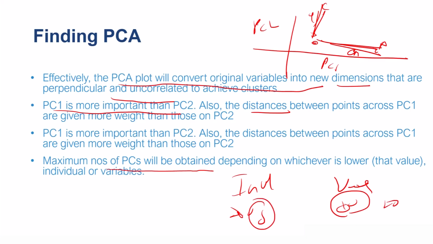In general, as a practitioner's rule, the individuals you are surveying or collecting data from will be more numerous, while variables would be fewer. So as a rule of thumb, the maximum number of PCs will be your number of variables. With this, we conclude our discussion on PCA extraction. Next, we'll move on to clustering in the next video.